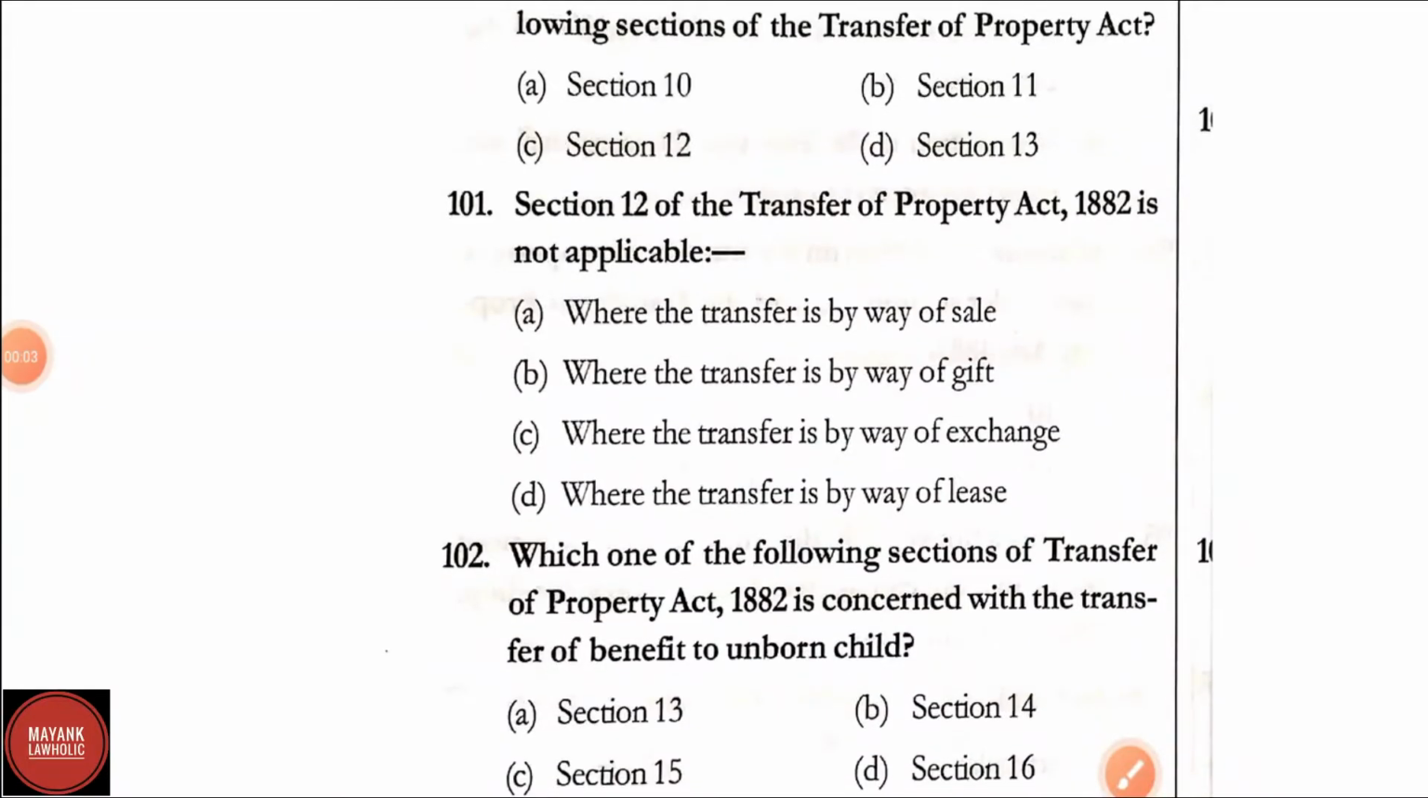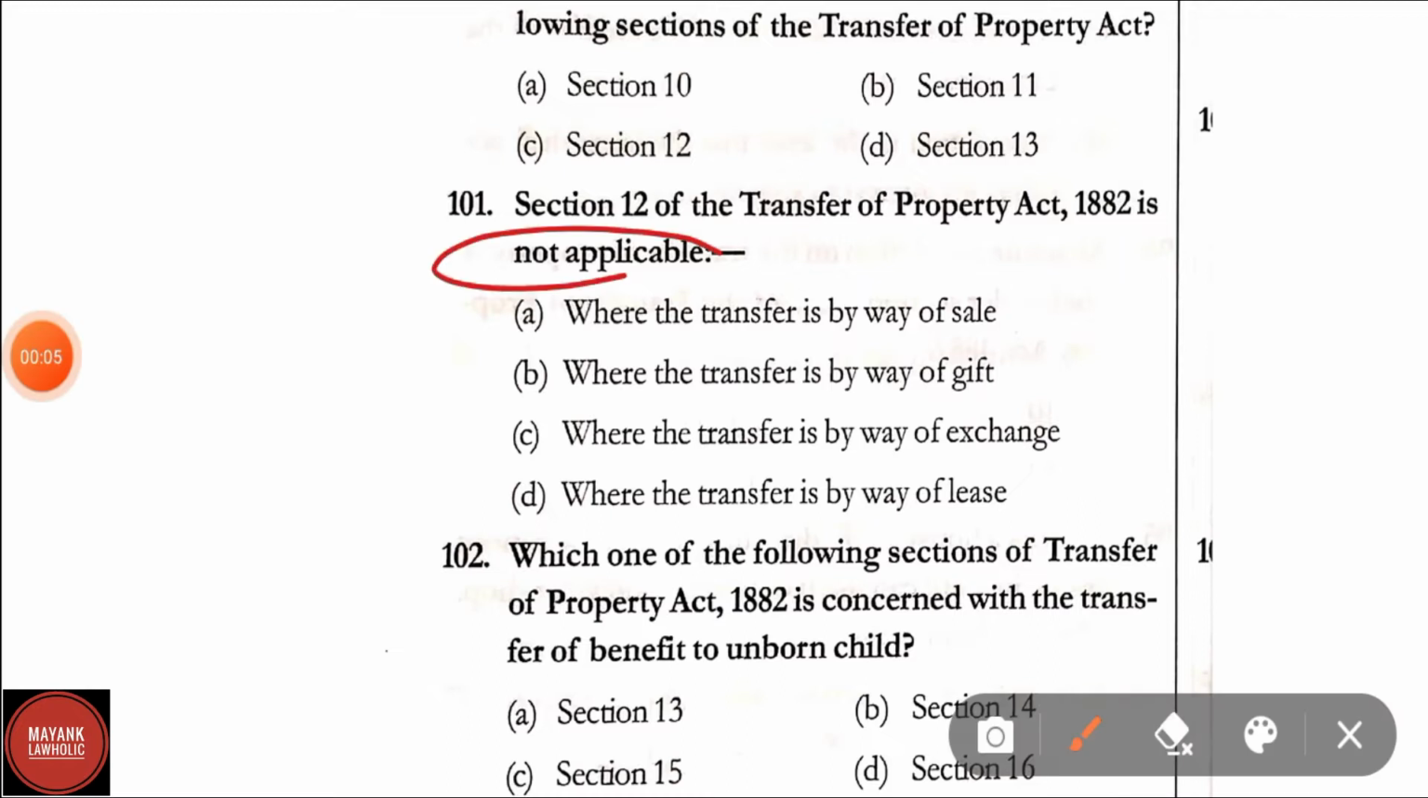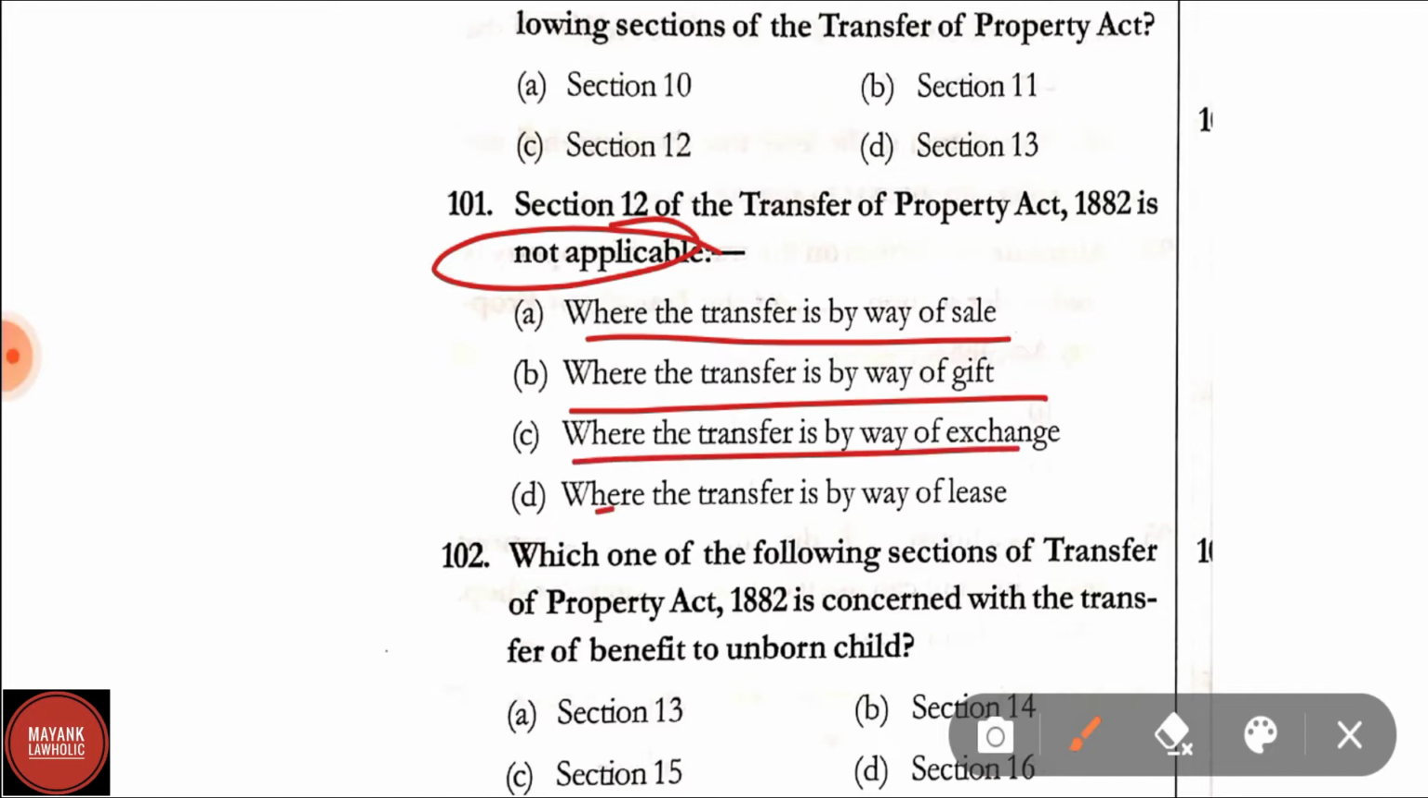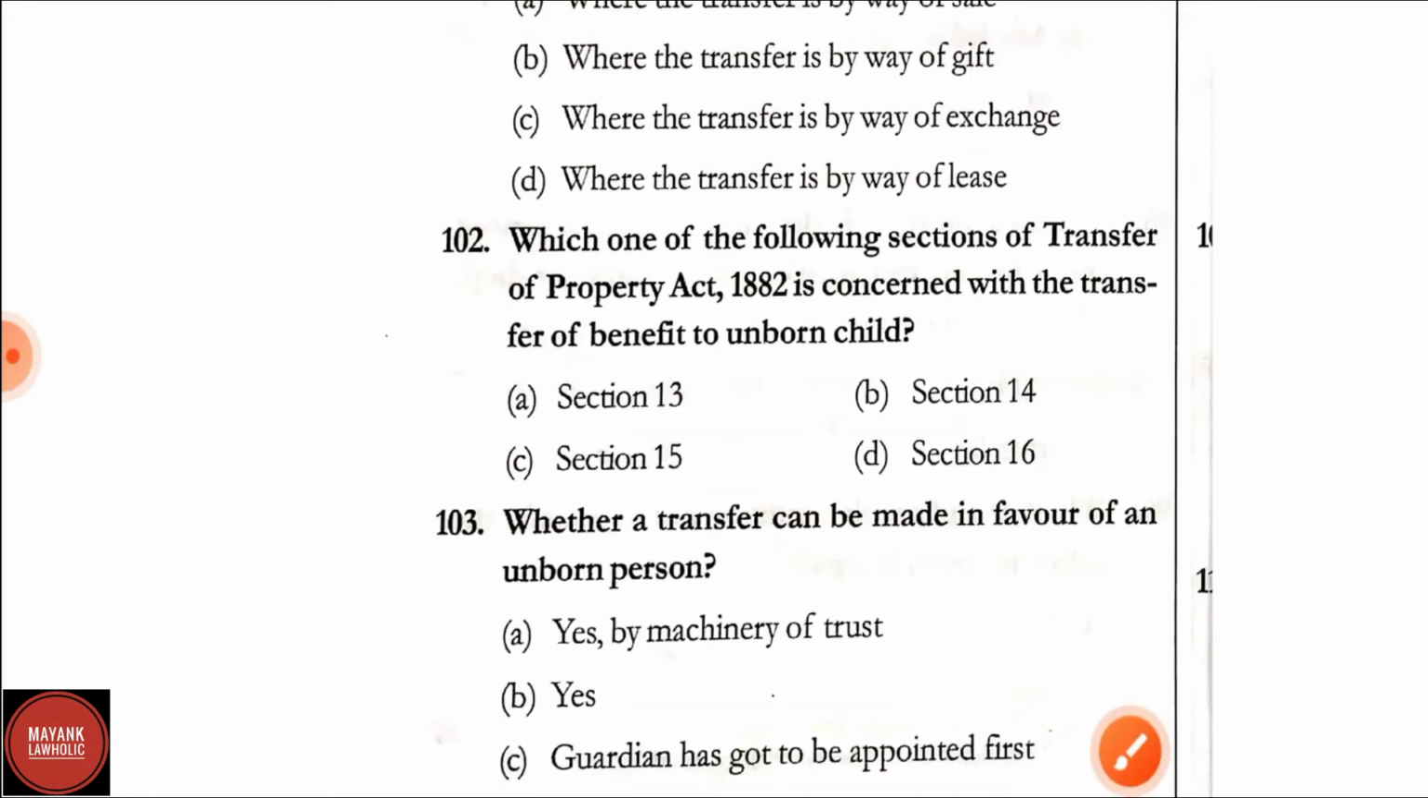Section 12 of the Transfer of Property Act 1882 is not applicable. Option A, where the transfer is by way of sale, where the transfer is by way of gift, where the transfer is by way of exchange, where the transfer is by way of lease. Here at option D, section 12 will not be applicable. Other options, sale, gift or exchange, section 12 will be applicable.